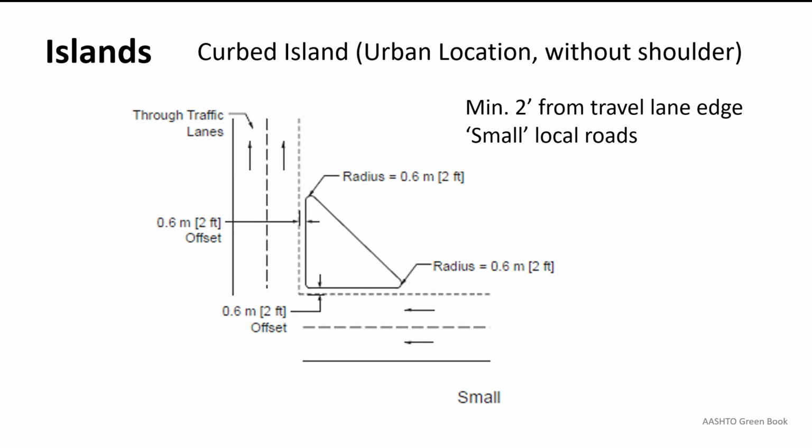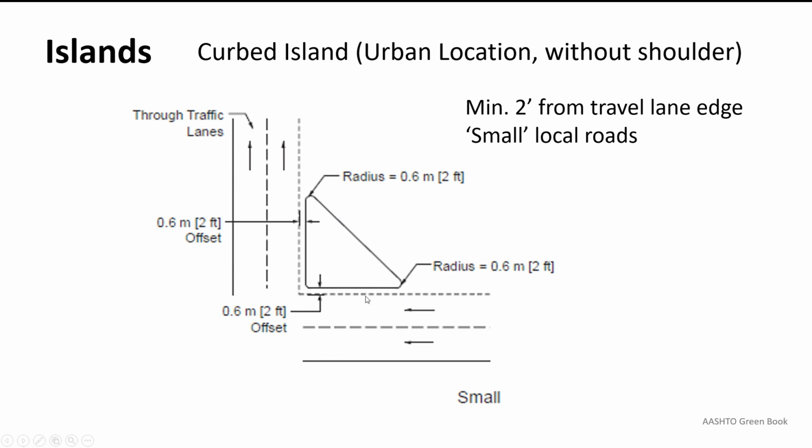Again, this is from the Green Book. You can see these pictures better in your Green Book. If you've got low volume roads, local streets, not very high volume, fairly low speeds, below 40 miles per hour, probably 35 would be better, you can do a pretty simple design for an island like this one.